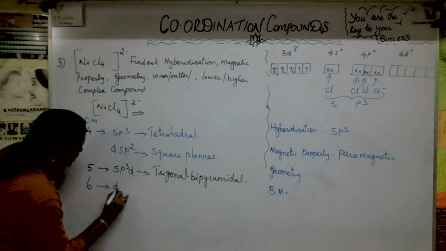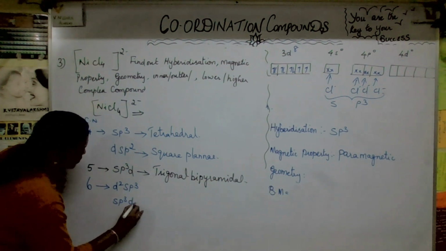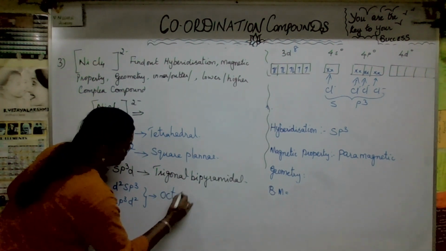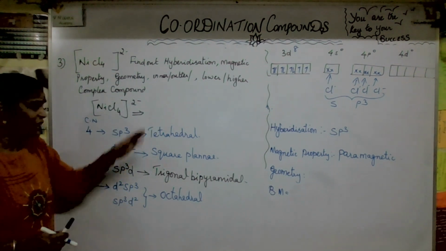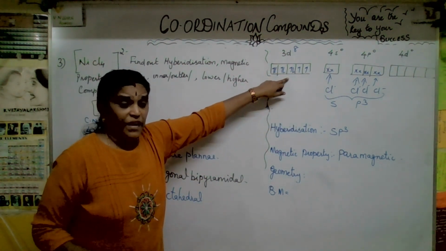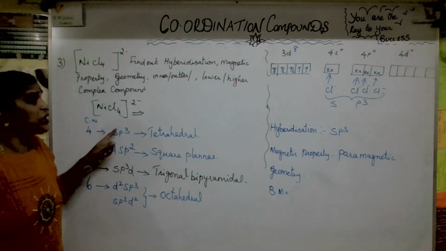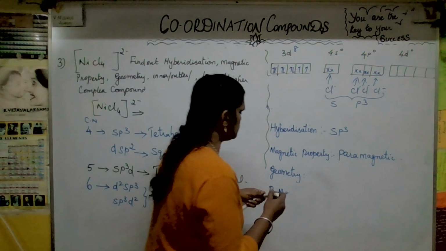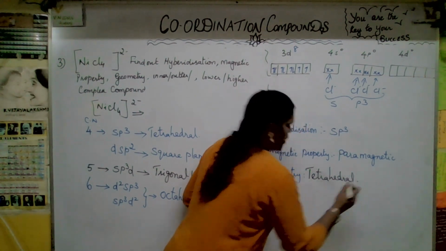Trigonal bipyramidal. Okay, coordination number 6 means d2sp3 or sp3d2. These both are octahedral complexes. Okay, hope you're clear with this idea. According to this, you can identify the hybridization. Then, if it is like this, now you can identify what this sp3 belongs to. It is tetrahedral. Okay, hope you're clear.